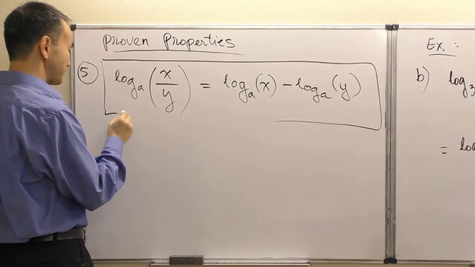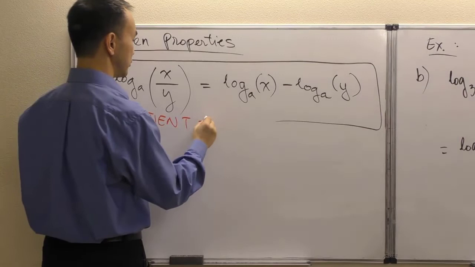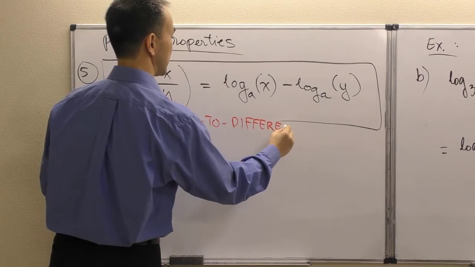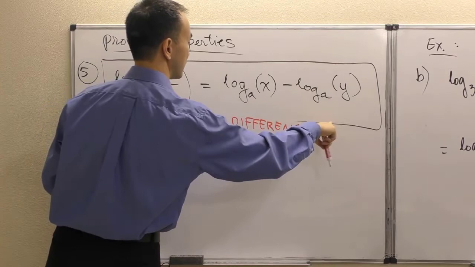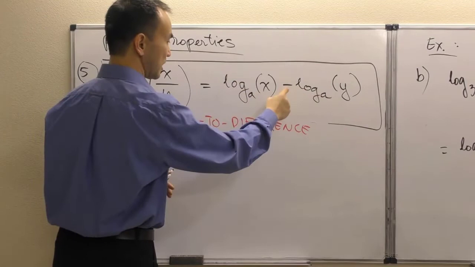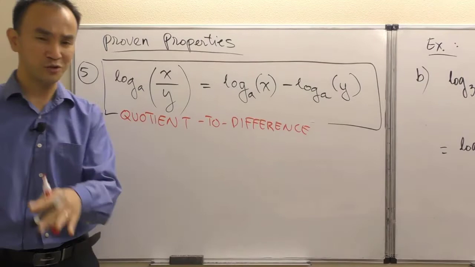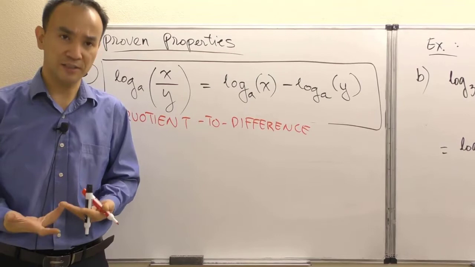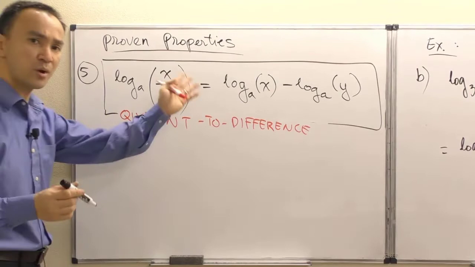And that is the reason why, similar to the earlier rule we've learned, this is called quotient to difference. All right, quotient to difference. Because taking the logarithm of a quotient, we can break it down to taking two separate logs of the numerator and denominator and taking the difference between the two logs. Again, that's why it's called quotient to difference. Naming is not important; understanding how useful it is for us is more important. So the same rule right here, we can understand the other way around.